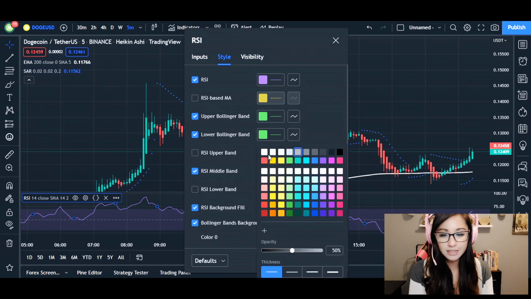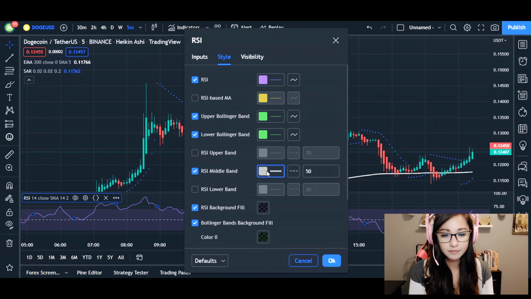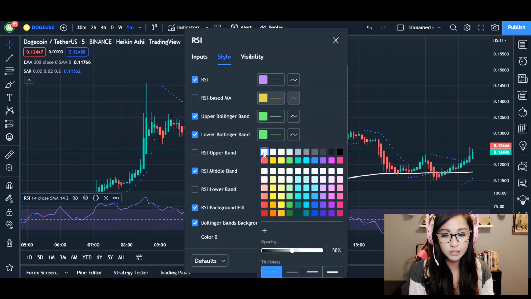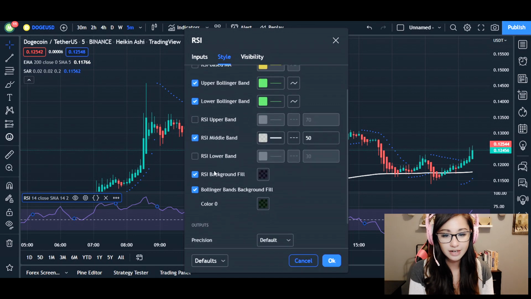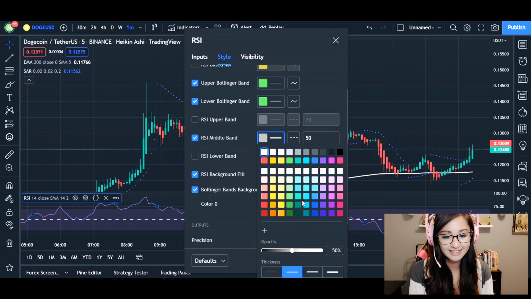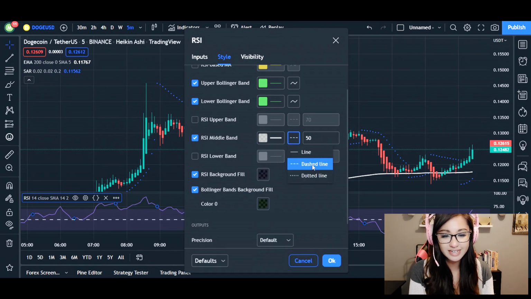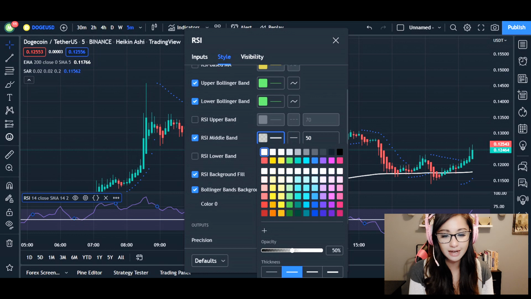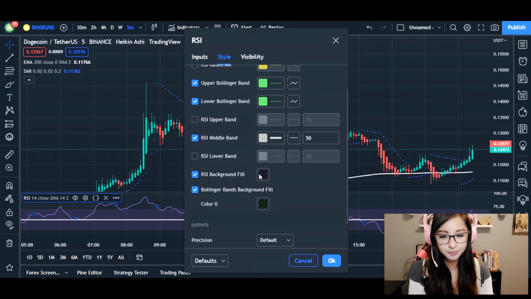For cosmetic reasons, I am going to switch the line here. We are going to go in here, switch it to a white line and then a bold line. Sorry guys, this is the middle band here. So again, white line, and instead of a dashed line, we're going to change it into a solid line, and again, just bold it out. We are going to get rid of RSI backfill and Bollinger Bands background fill.